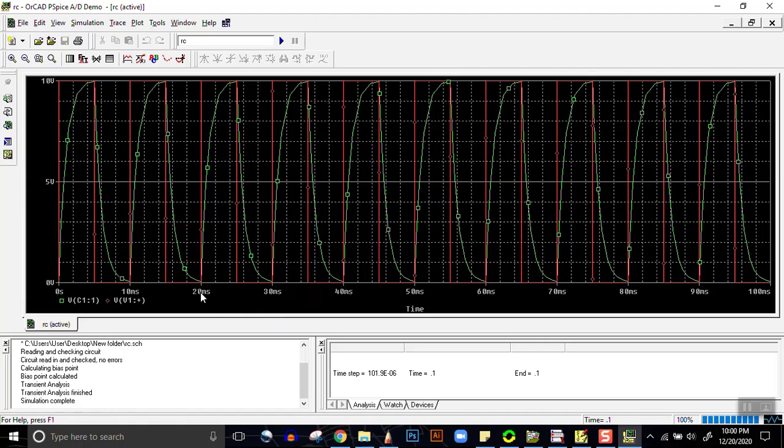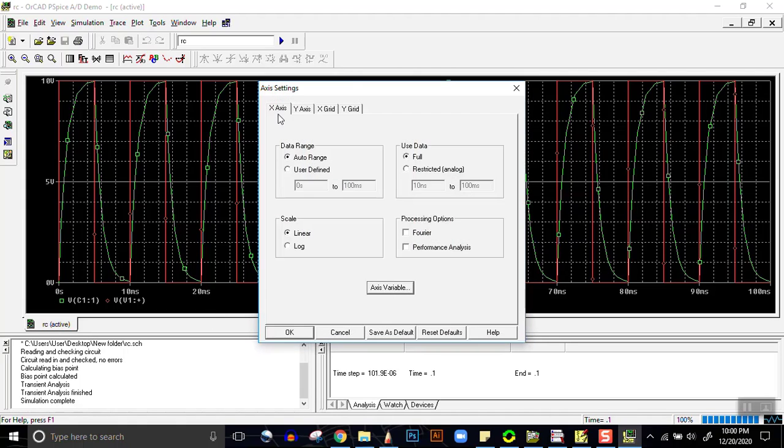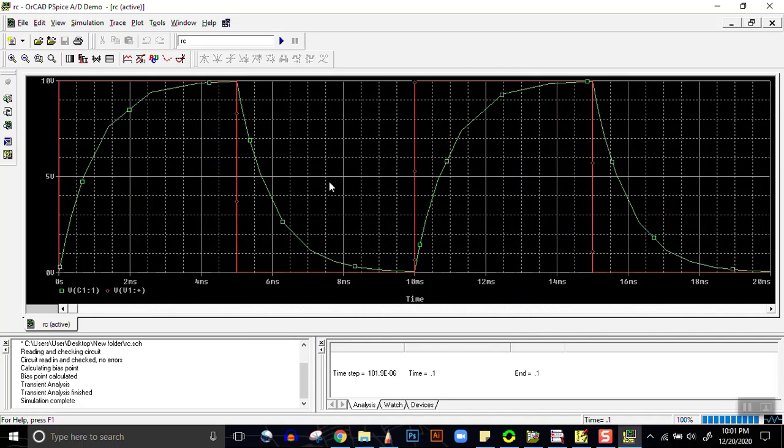So what we do is we double click on this axis and we see something like this. We have x-axis, y-axis, x grid, y grid. Since we want to minimize the x-axis, you see data range, it's given auto range. You press user defined range, and after that you choose 20 ms. So see 20 milliseconds: when the input voltage is high, the capacitor is getting charged, and when the input voltage is low, the capacitor is getting discharged. So this is how the RC circuit is getting charged and discharged.